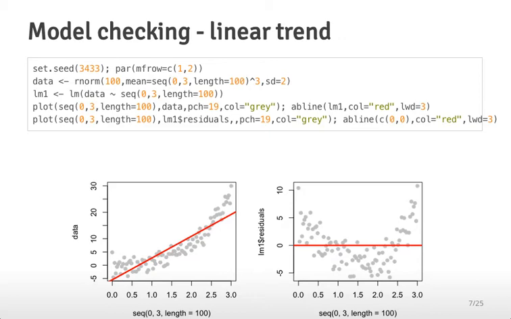Another thing that you might have to deal with is that there isn't necessarily a linear trend and you're trying to model it as a linear trend. So in this case, I've created data where the data are normal and the mean is increasing as the cube of the x value. And so if you fit a linear model of these data, you can see that they look kind of curvilinear here. The gray points are curvilinear, and we fit a line through them.